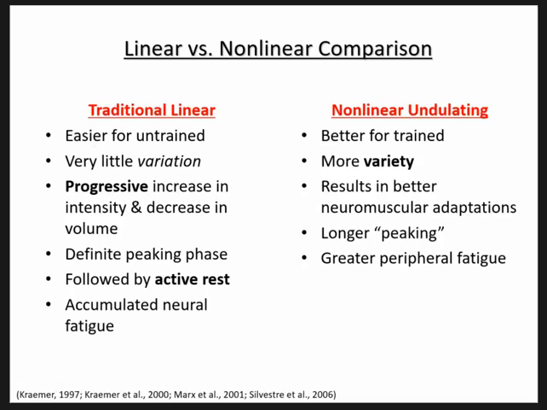Difference in fatigue. So traditional linear has greater accumulated neural fatigue, which is also called central fatigue. It's just reduced neural drive to the muscle, decreased force output caused by the ever-increasing intensity that occurs throughout the seasons. Where peripheral fatigue is the inability of the body to supply sufficient energy for contraction of muscle. So it's basically outstripped rate of ATP replenishment and the accumulation hypothesis. So depletion, accumulation of fuel sources.